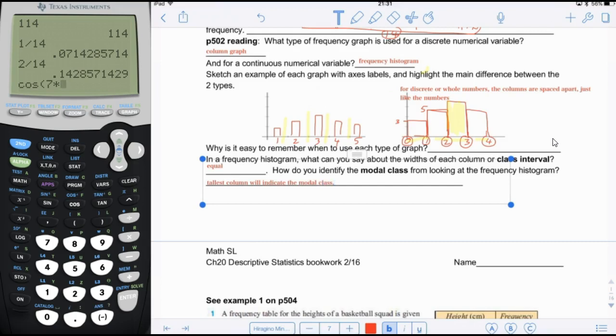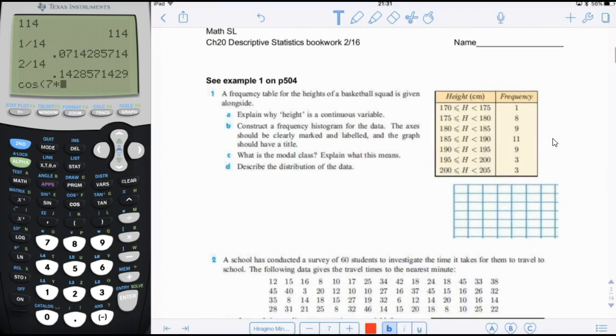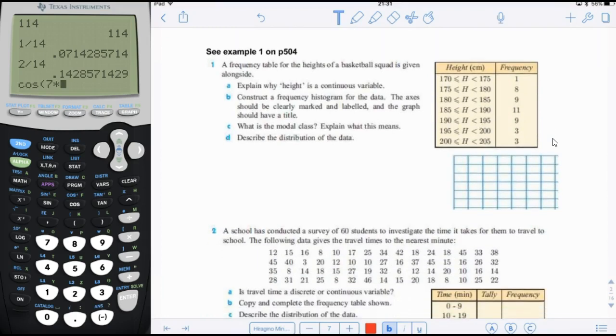Okay, let's move on to page 2. Page 2 has some problems. A frequency table for the heights of a basketball squad is given alongside. Explain why height is a continuous variable. Okay, I think height is a continuous variable because it can take on any decimal value, not just discrete values. Okay. What about B? Construct a frequency histogram for the data. The axes should be clearly marked and labeled, and the graph should have a title.